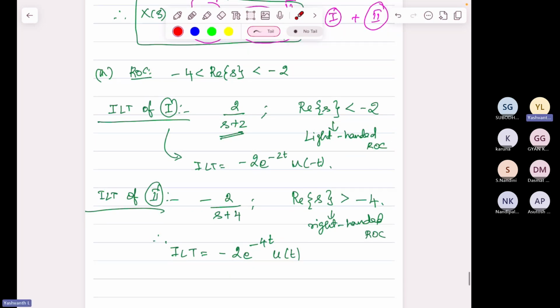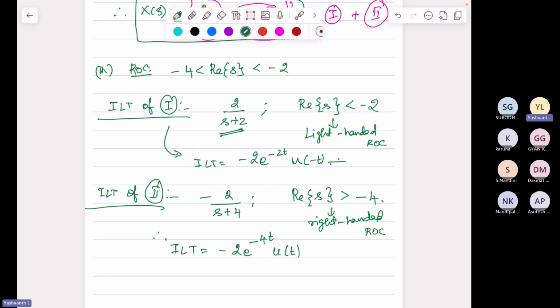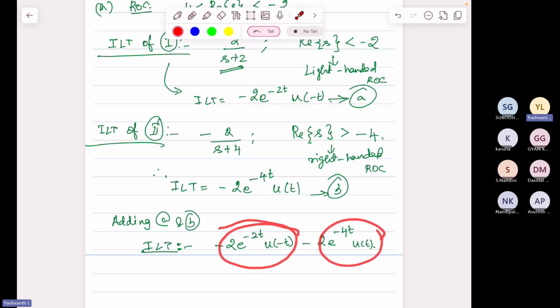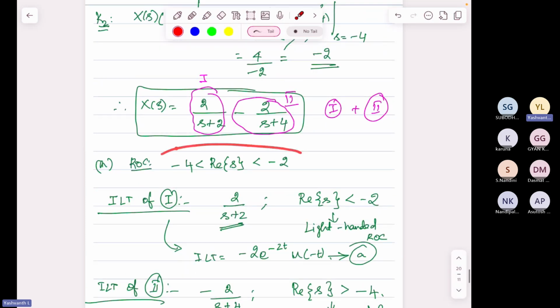So then what do we do? We just club both. Let's say this is A and this is B. Adding A and B, the inverse Laplace transform is minus 2 times e power minus 2t into u of minus t, minus 2 times e power minus 4t into u of t. So clearly you see, this is a left-sided signal, this is a right-sided signal. Both together, it's a two-sided signal. That is why the ROC is a finite strip.